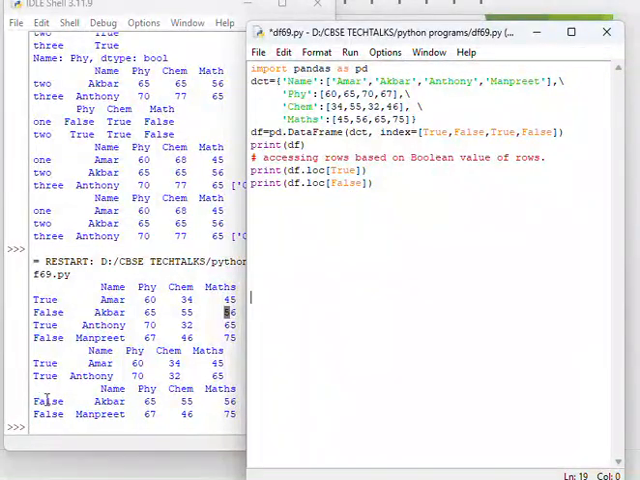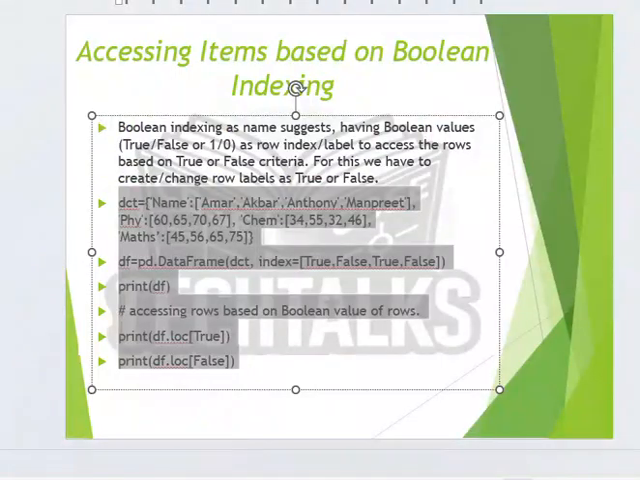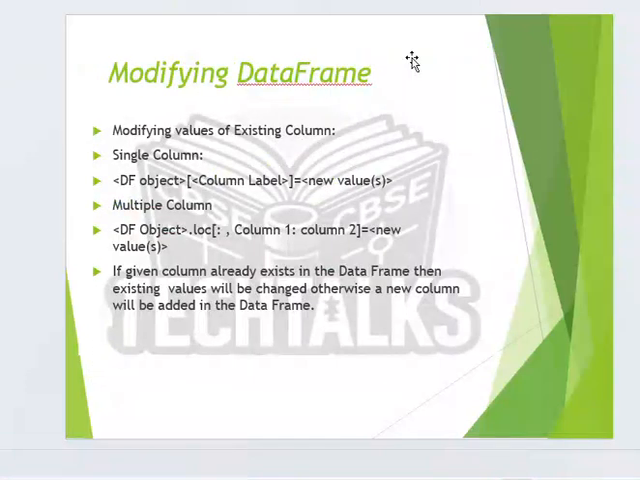So false is Akbar and Manpreet. So we are able to display rows on the basis of Boolean value of rows. So even you can get the row name, displayed the values according to rows also.